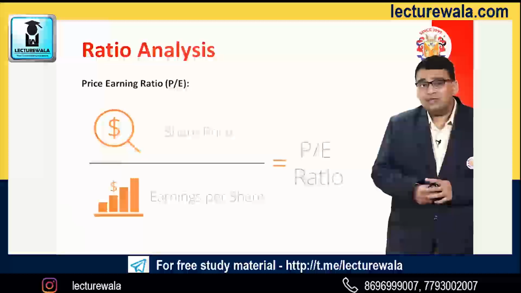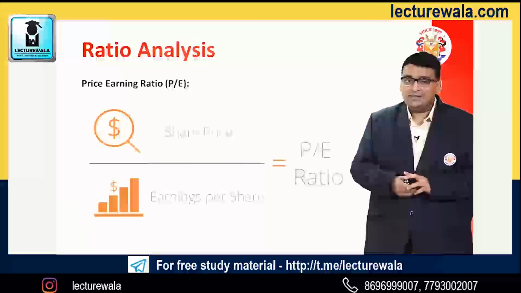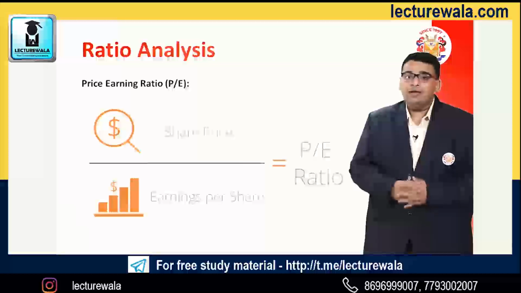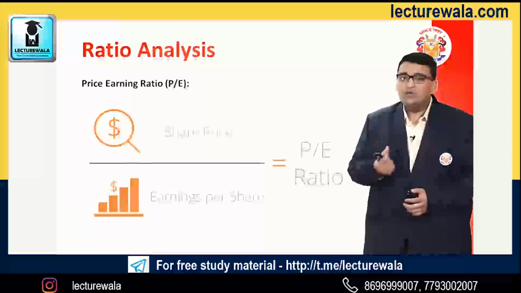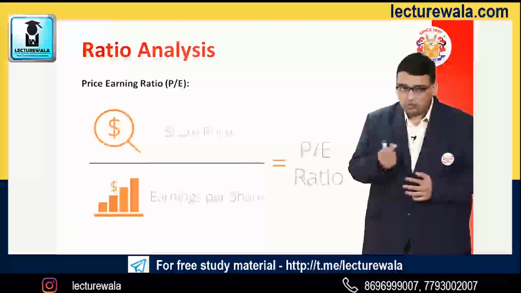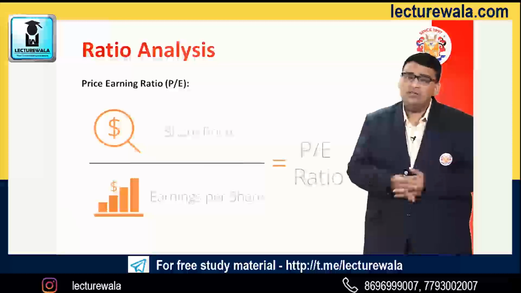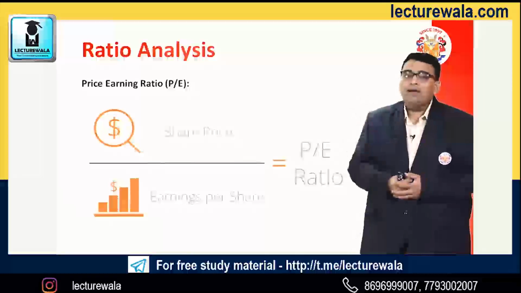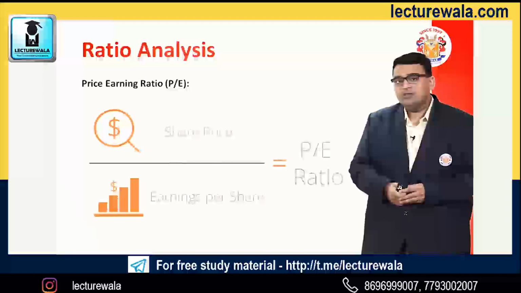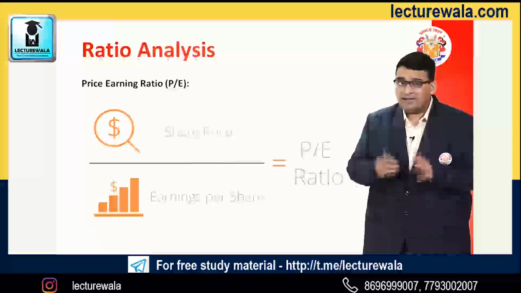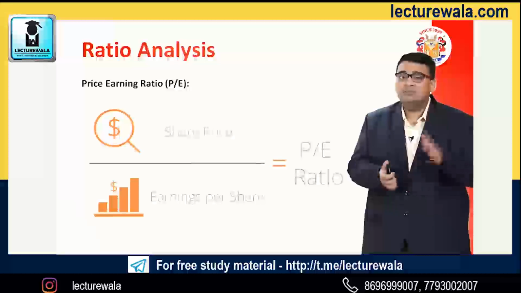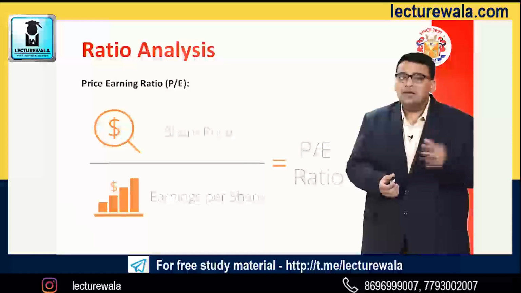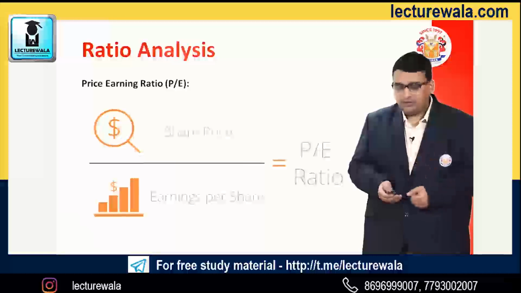Now what is indicated through the price earning ratio? The price earning ratio wants to say that due to a change in EPS, say a 1% change or a $1 change in EPS, how much your market price per share has been affected. That is shown by the PE ratio, that is the price earning ratio: how your market price per share is affected by the earning per share.